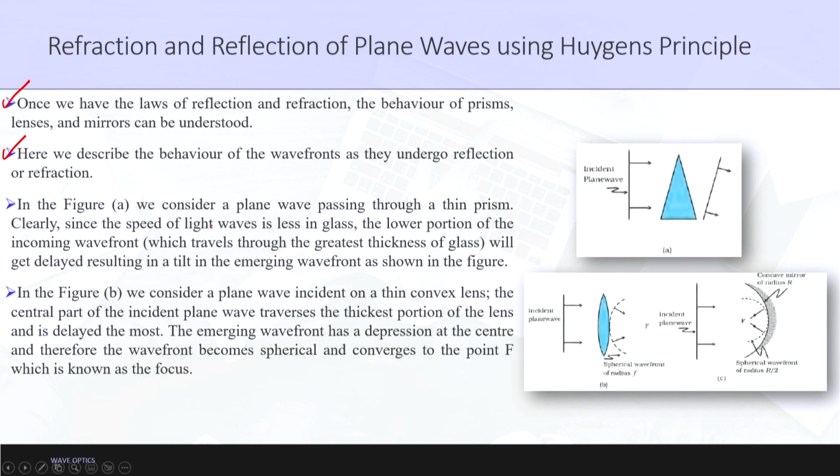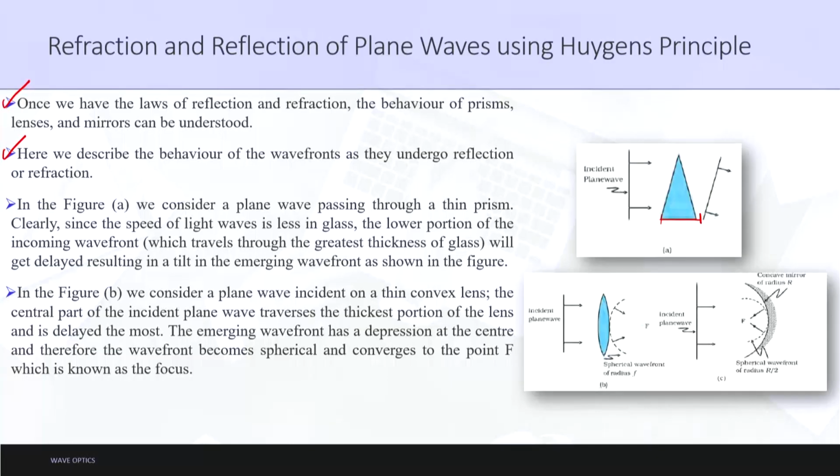So, in figure A we consider a plane wave. This is a plane wave as it is passing through in a perpendicular direction. In figure A we consider a plane wave passing through a thin prism. This is nothing but a thin prism given to you in the figure. Clearly, since the speed of light waves is less in glass, the lower portion of the incoming wavefront will get delayed. It is quite evident that the velocity will get delayed here because this is the thick portion, and because this is small the velocity will not get delayed, and hence this portion will go slightly higher because it has a greater velocity for some duration of time, and this will get lower.